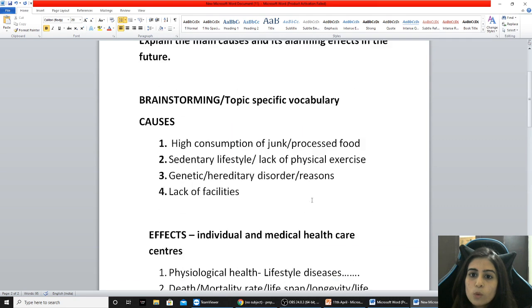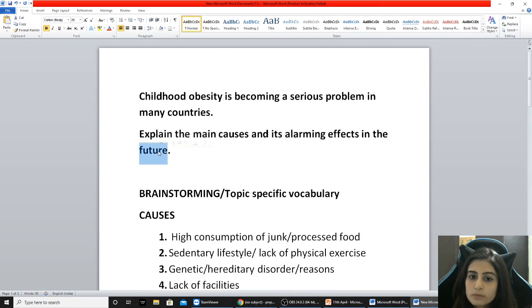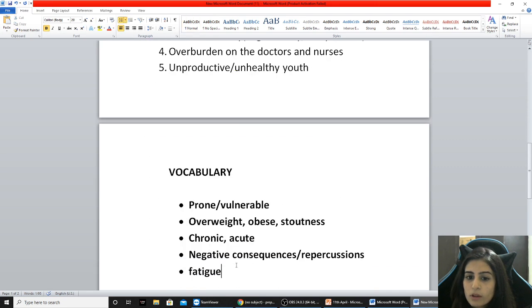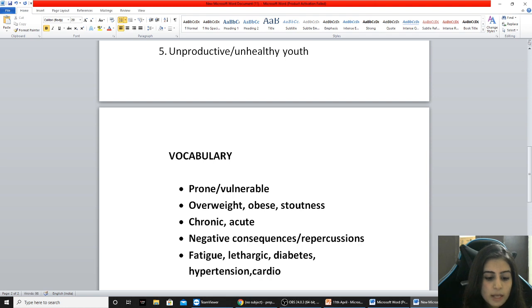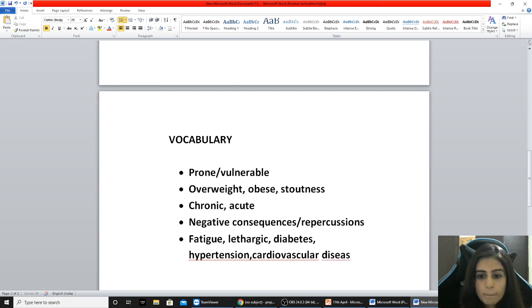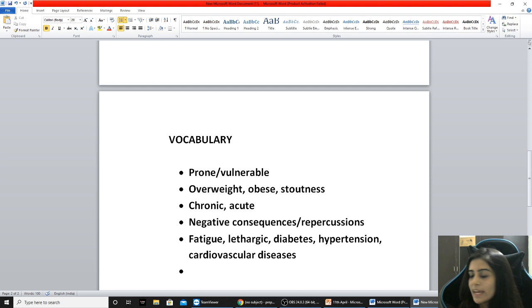Okay, so what can you write instead of future? Lethargic, okay. Lethargic, you can use the words diabetes. Please check the spelling of diabetes. A lot of students make mistakes with regards to the spelling of diabetes. You can write hypertension, cardiovascular diseases. Okay, now tell me the synonyms of diseases. What else can we write instead of diseases?